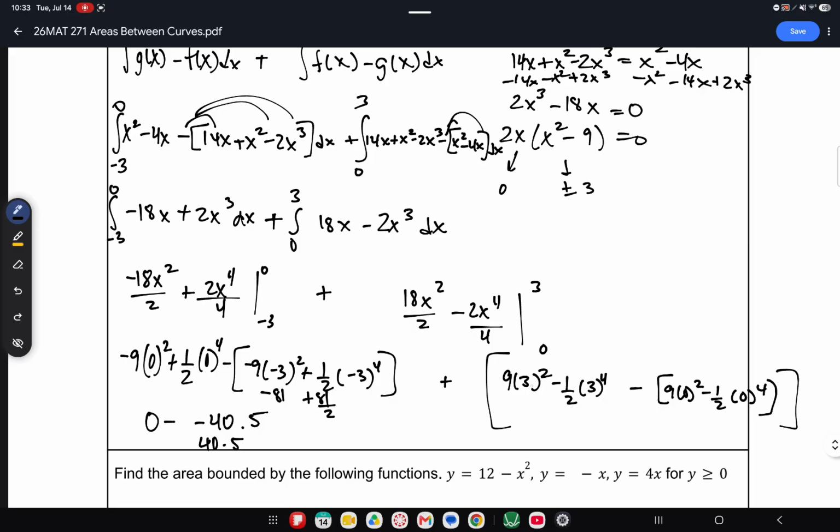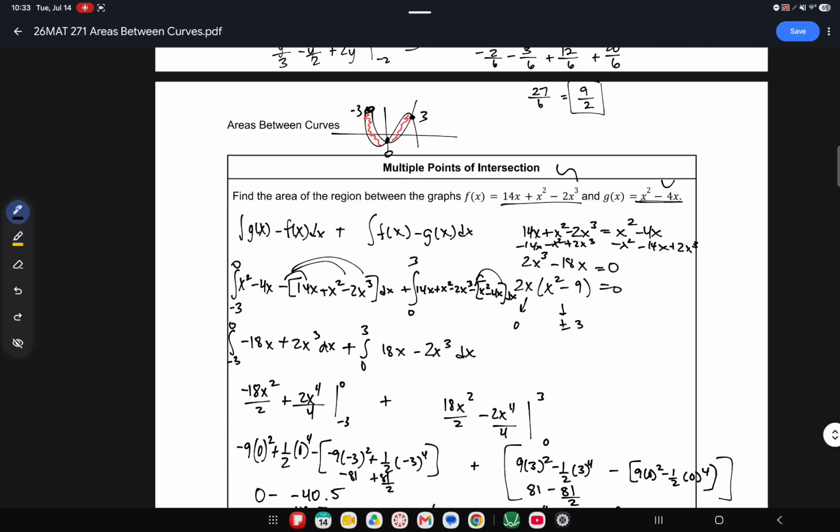And then let's go here. So 3, that's going to be 81. And then that also is going to be 81 over 2. So that's going to give me the 40.5 minus 0. And then I will add those together. So 40.5 and 40.5 is going to be 81. So they happen to be the same area.